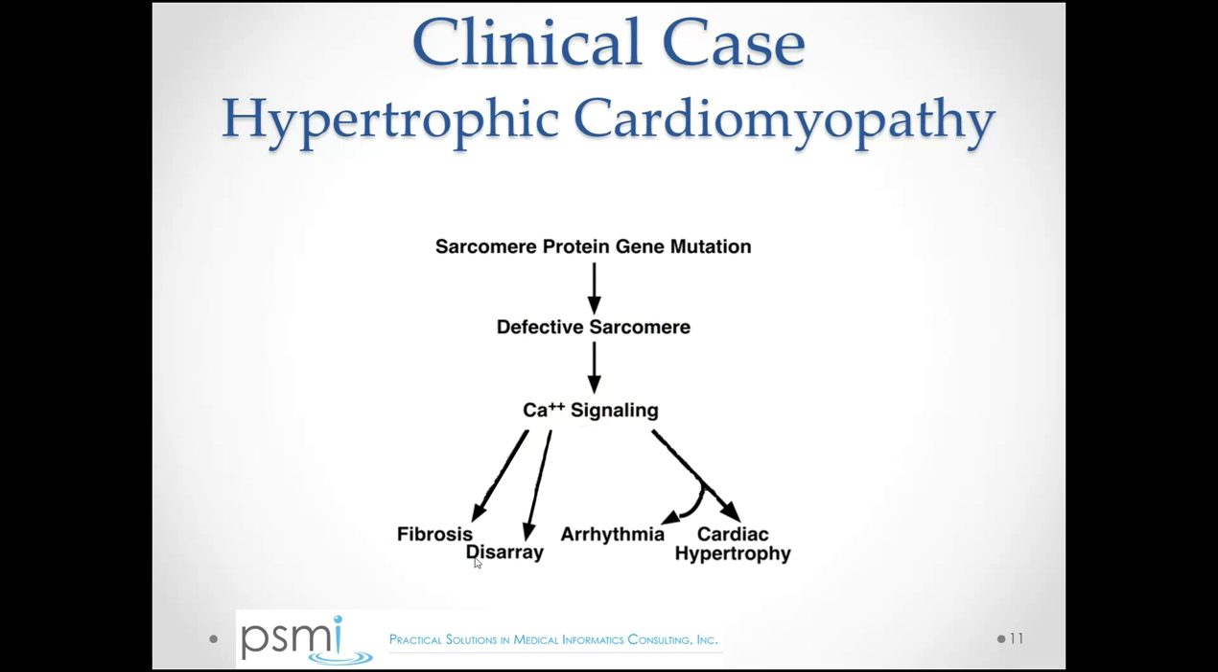Exactly how those mutations result in all of the phenotypic manifestations of cardiomyopathy is a little bit fuzzy. Here's one author's idea: the defective sarcomere alters the amount of calcium signaling, and that then leads to the fibrosis, the disarray, the arrhythmias, and the cardiac hypertrophy. These patients get cardiac hypertrophy that then leads to congestive heart failure, but they also are frequently dying of arrhythmias, sudden cardiac death.